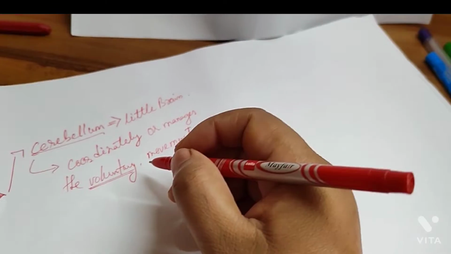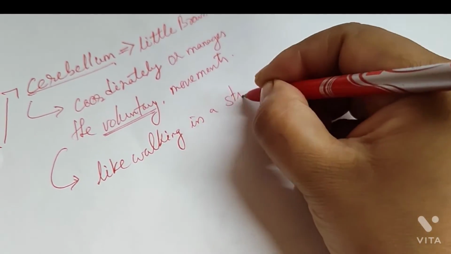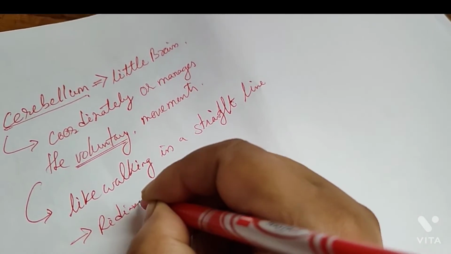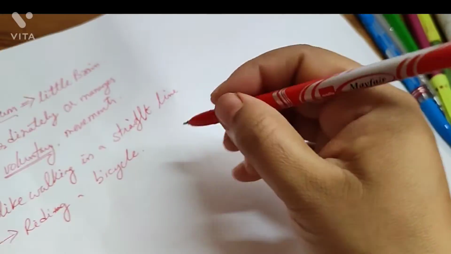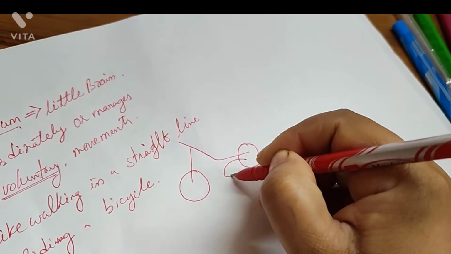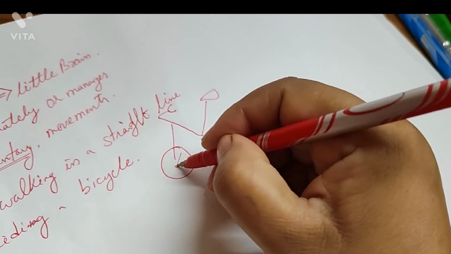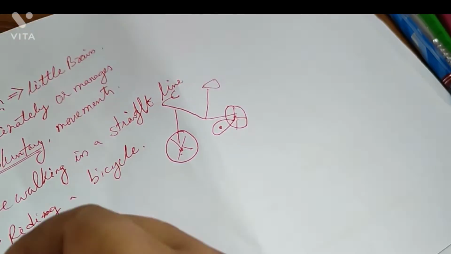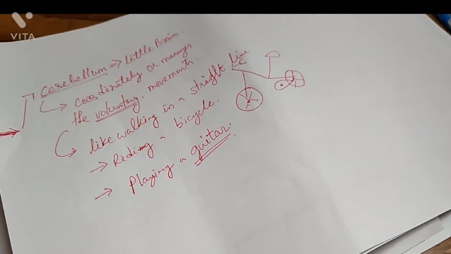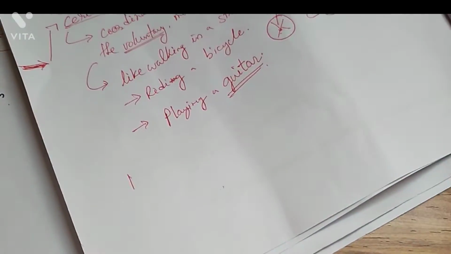Mainly it is related to the balancing of our body, like walking in a straight line, riding a bicycle, or holding a pencil properly. These are controlled by the cerebellum. I'm drawing the bicycle because it shows that this part is involved with riding a bicycle. Playing a guitar is also a function of the cerebellum.